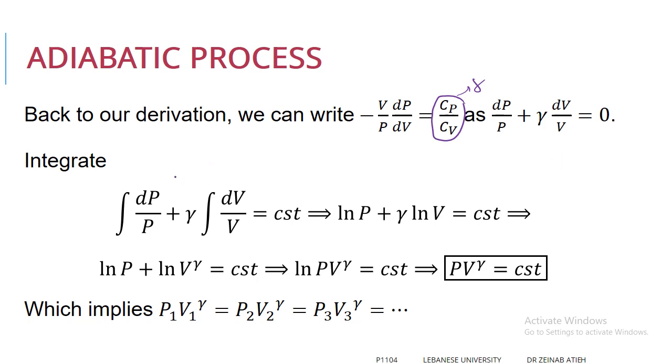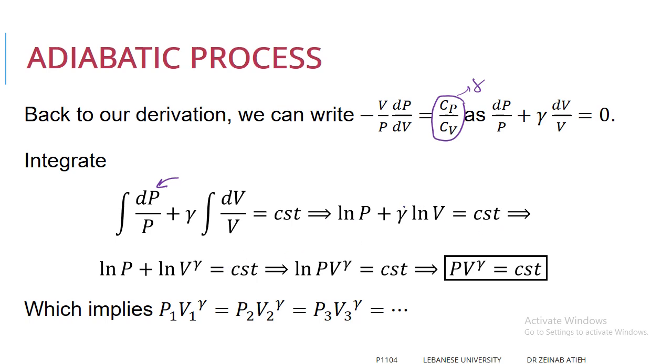Now integrating, I will integrate dP over P plus gamma dV over V. This will give me ln P plus gamma ln V. The integral of 0 will be a constant, so this is a constant.